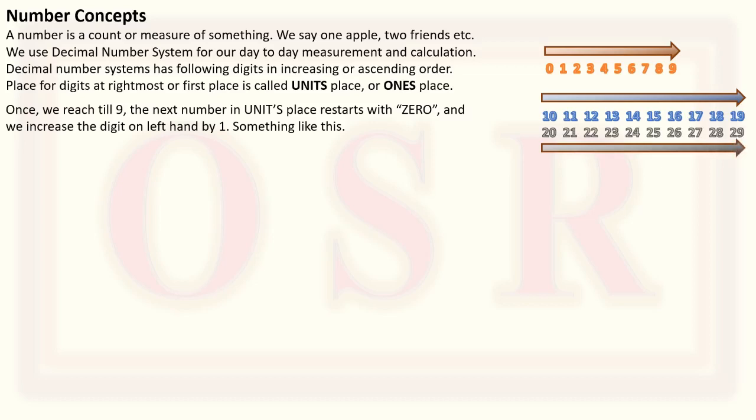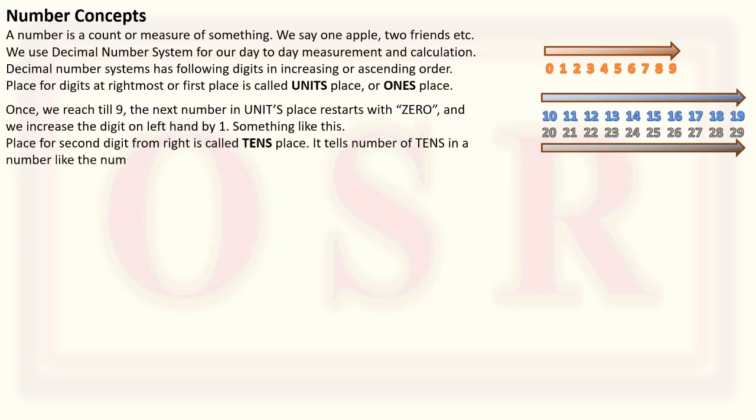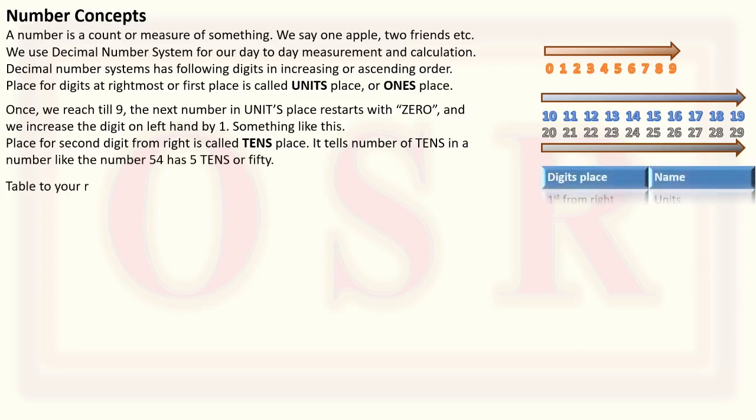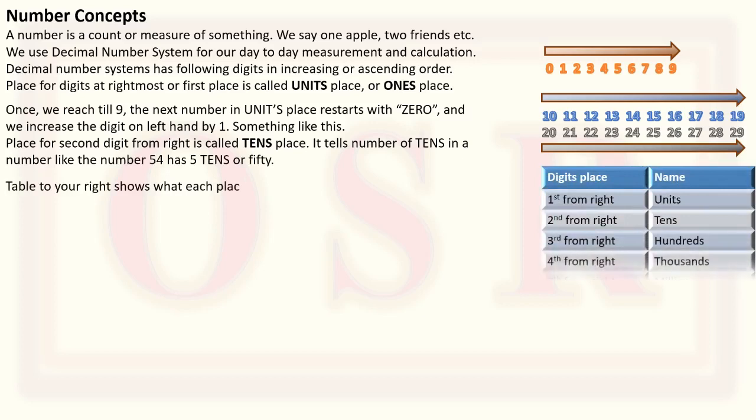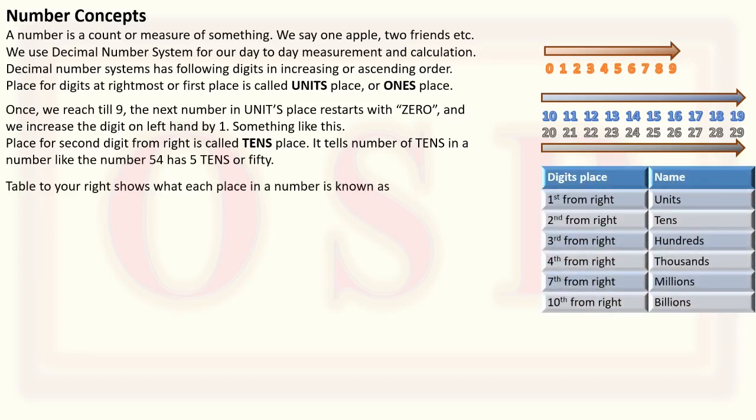and 29. Now place for second digit from right is called tens place. It tells number of tens in a number, like the number 54 has 5 tens or 50. Table to your right shows what each place in a number is known as. So please look at this table and try to memorize it, like units, ones, hundreds, thousand, millions and billions, what these values are. Now can you think of something that you can count in tens?